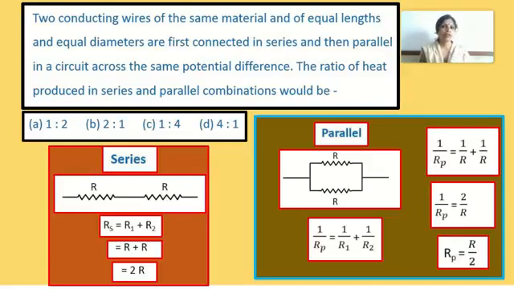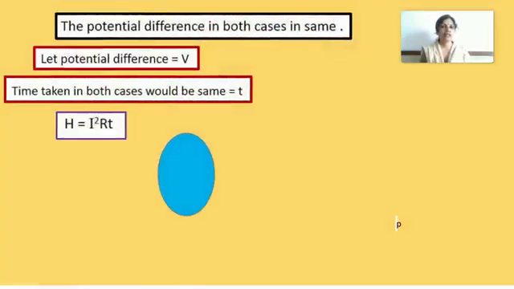So now we have got resistance for series and resistance for parallel. But what we have to find out? We have to find out the heat produced in series combination and parallel combination. So we know that potential difference in both the cases is the same. We will consider that potential difference as V, and let's consider that the time taken in both the cases is also same, that is also T.